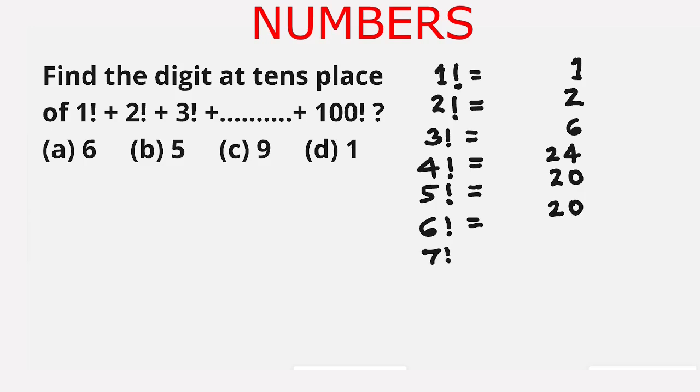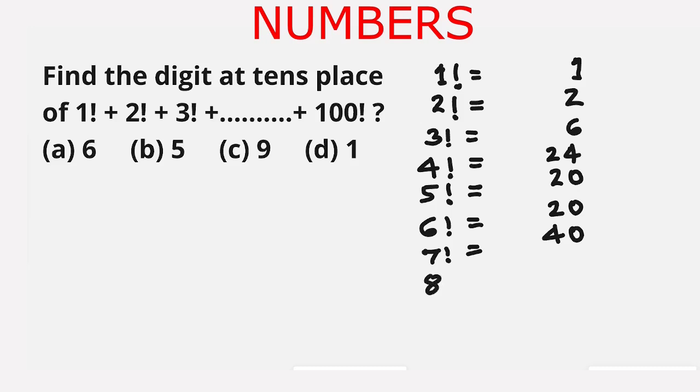6 factorial is 720 and the digits at tens place and ones place are 20. 7 factorial equals 5040, so we write the digits up to tens place, which is 40. If you don't remember the value of 7 factorial, you just have to multiply 7 by the last two digits of 6 factorial, which is 20. So 7 times 0 is 0 and 7 times 2 is 14, and we write only 4 because we have to find the digit at tens place.